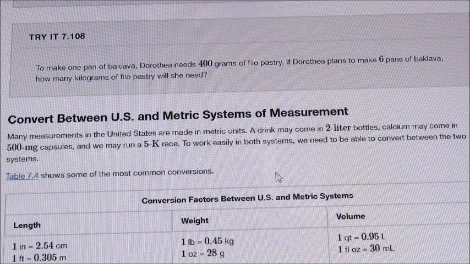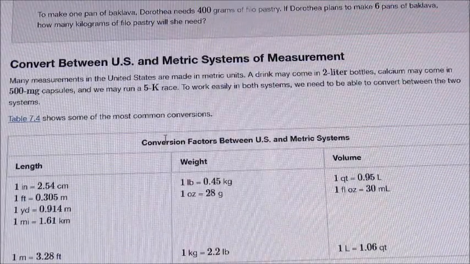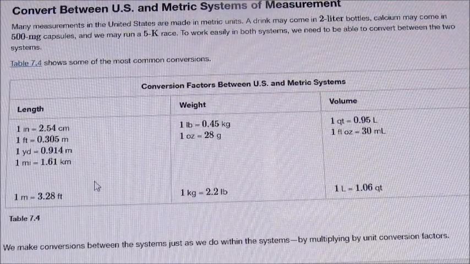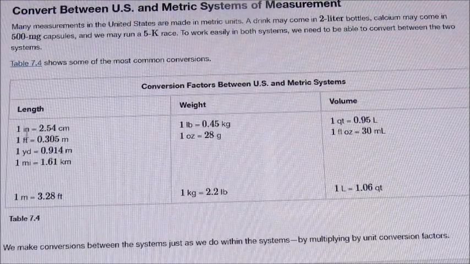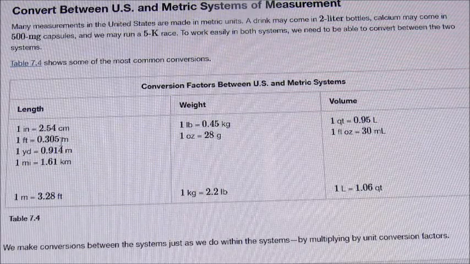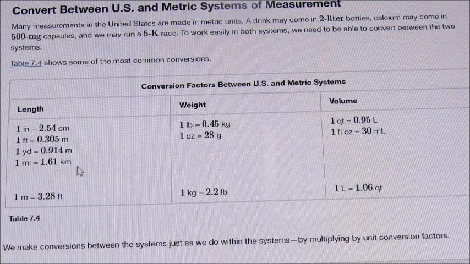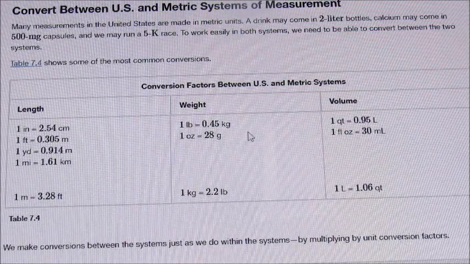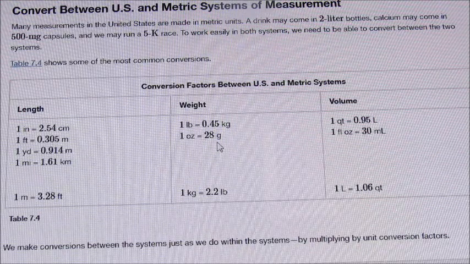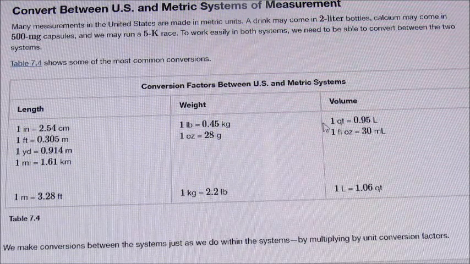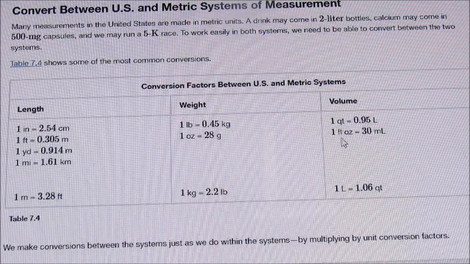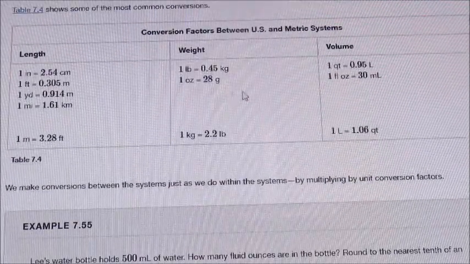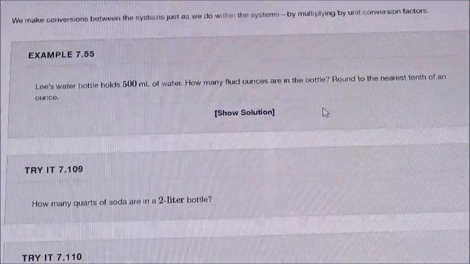And then the last type that you'll need to know is between US and metric. These we use a lot when we go from inches to centimeters, feet to meters, yards to meters, miles to kilometers, or meters to feet. And then pounds to kilograms, ounces to grams, and kilograms to pounds, quarts to liters, fluid ounces to milliliters, and liters to quarts. So you need to have all of these in your notes as well.